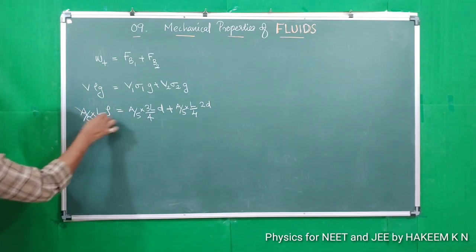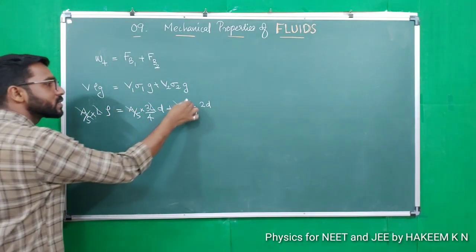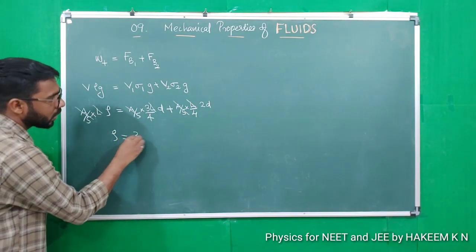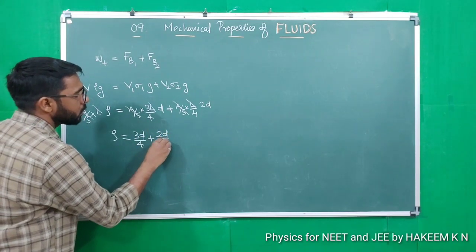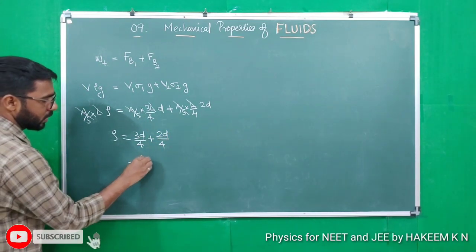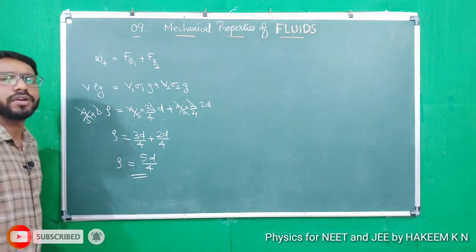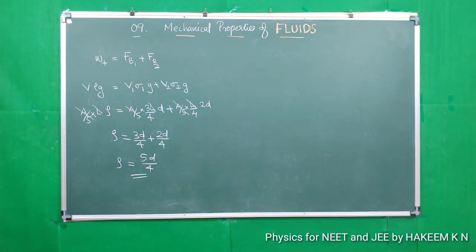Now the area A by 5 is cancelled. Length L is also cancelled. Okay, here we will get rho equal to 3D by 4 plus 2D by 4. That is 5D by 4. 5D by 4 is the density of the body. Option A is the right answer.